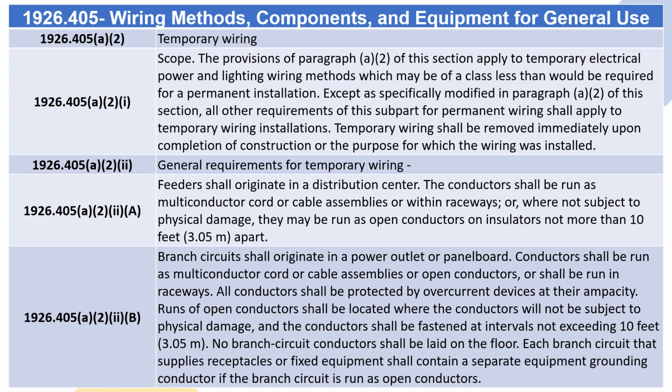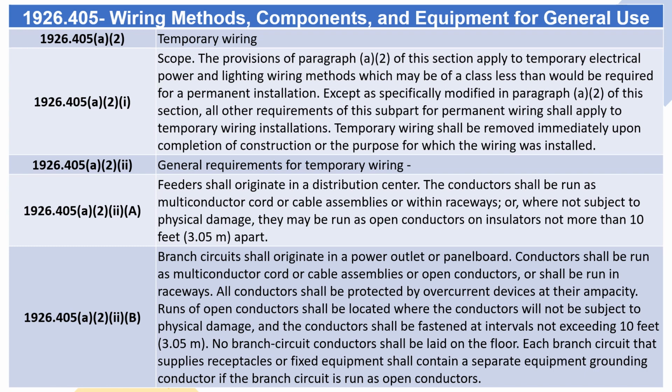1926.405(a)(2) Temporary wiring. Scope. The provisions of paragraph (a)(2) of this section apply to temporary electrical power and lighting wiring methods which may be of a class less than would be required for a permanent installation. Except as specifically modified in paragraph (a)(2) of this section, all other requirements of this subpart for permanent wiring shall apply to temporary wiring installations. Temporary wiring shall be removed immediately upon completion of construction or the purpose for which the wiring was installed.